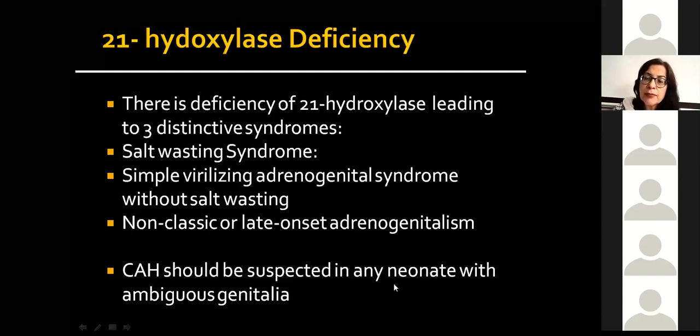CAH should be suspected. I have not given you a lot of detail of this, but I have just told you the basics of these disorders. But one thing very important you should remember is that congenital adrenal hyperplasia should be suspected in any neonate with ambiguous genitalia. Any neonate which has got ambiguous genitalia, you have to suspect congenital adrenal hyperplasia.